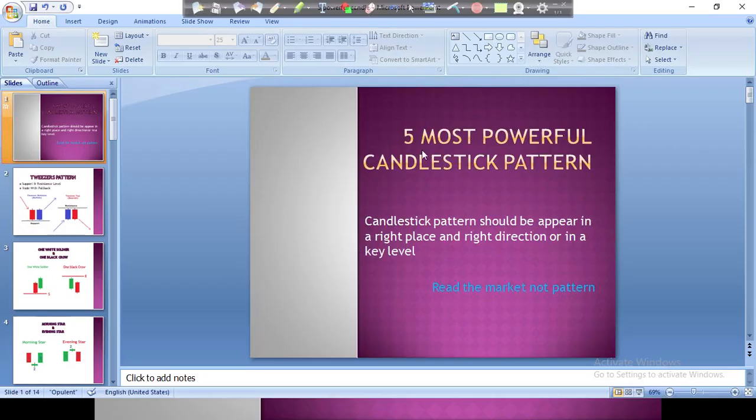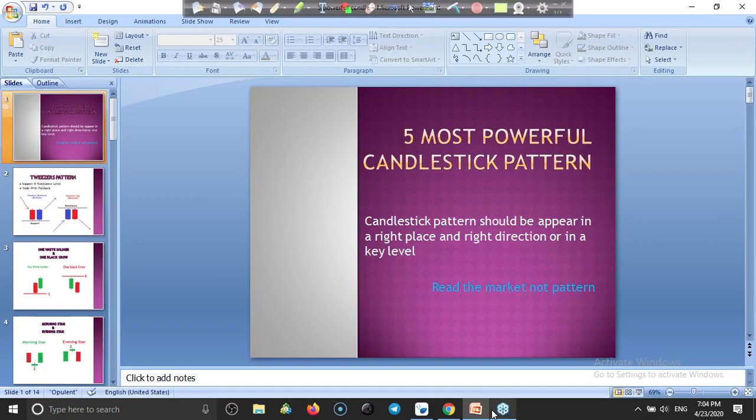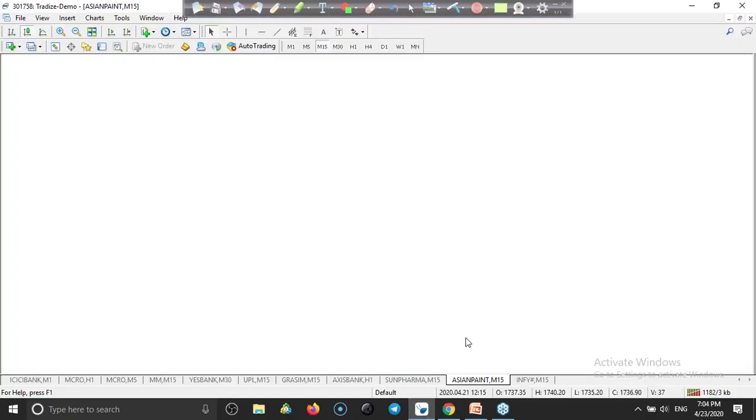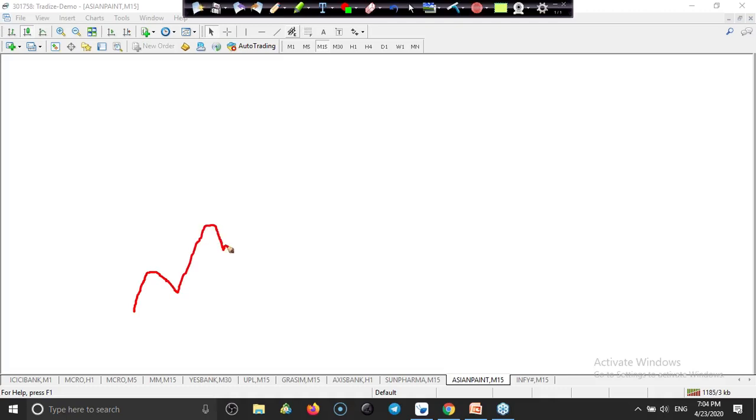So let me show you something new. Suppose the market is running like that. Is it an uptrend or a downtrend? Prices just run here like that. Okay, this is an uptrend.